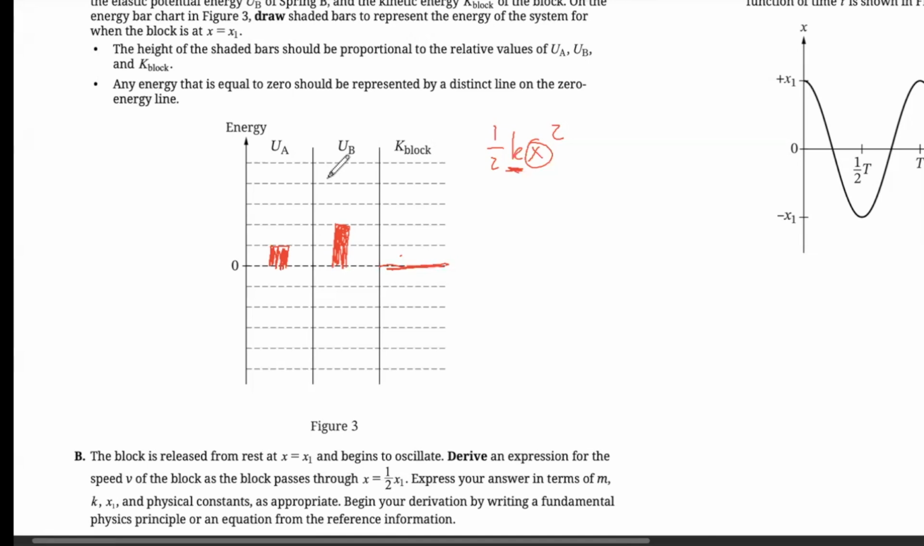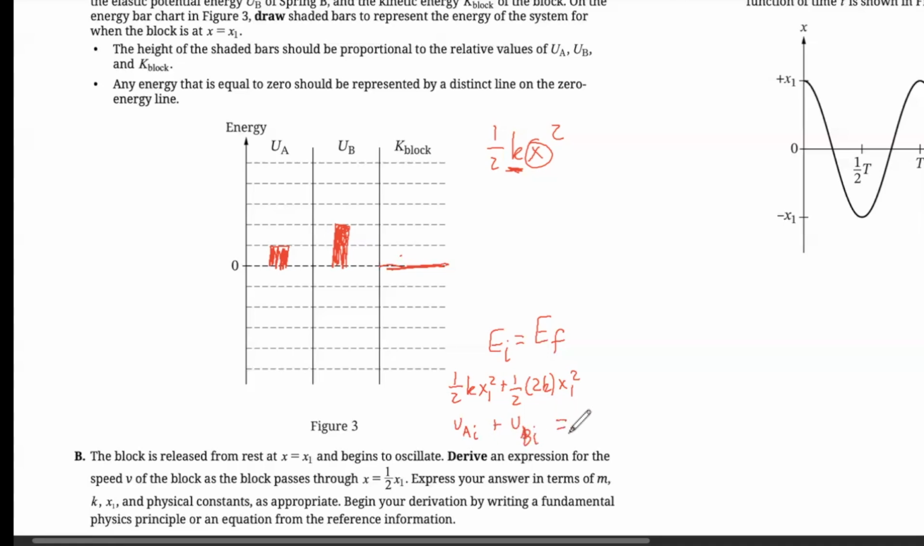Block is at rest at x1 and begins to oscillate. Derive an expression for the speed. This is easy. It's just conservation of energy again. So we can start off by saying that initial energy is equal to final energy. What does that give us? Well, that gives us 1/2 k x1 squared plus 1/2 times 2k x1 squared. Those are our two spring potential energies.